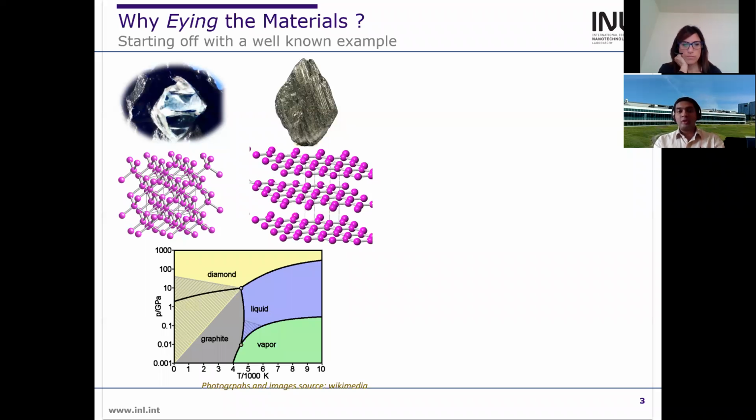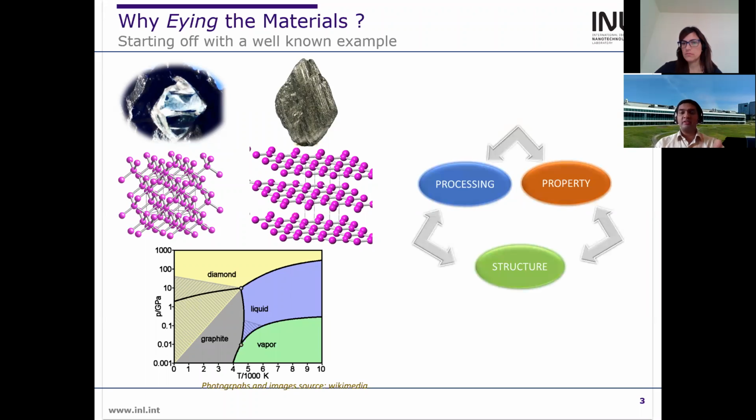Now, in terms of processing, what happens? This is a simple phase diagram of carbon, which shows the different phases which exist at different temperatures and different pressures. So essentially, we can process, or rather tune, our experimental conditions so as to derive one particular crystal structure that will give us some desired property. So essentially, these three things are interlinked.